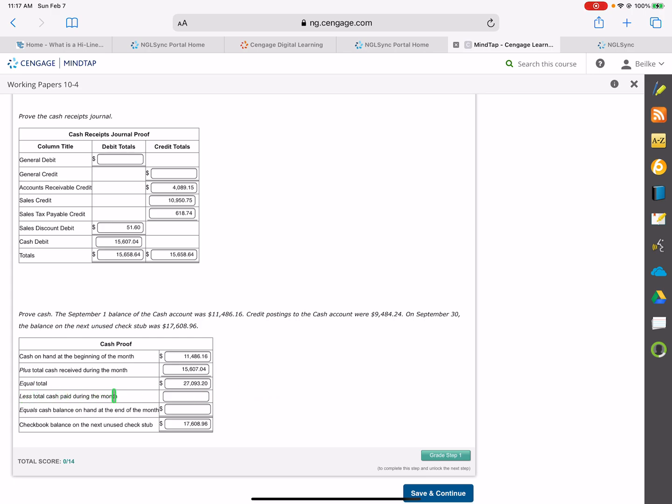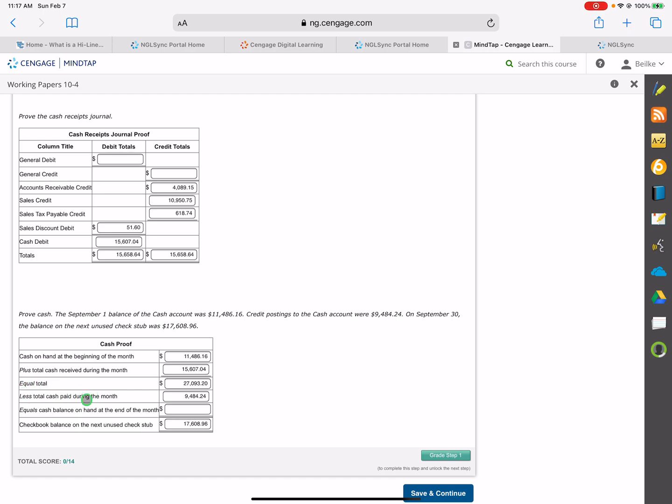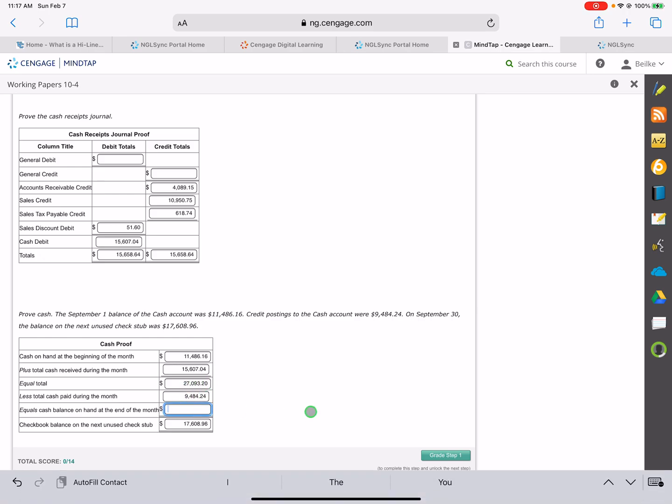Less cash paid during the month. You can see a credit posting to the cash account was this. Since you don't have your cash payments journal, you cannot go back and look at it, so they give you that amount, $9,484.24. It says equals total minus cash paid out. So you take this number, $27,093.20, minus our cash paid out, and you should come up with $17,608.96.